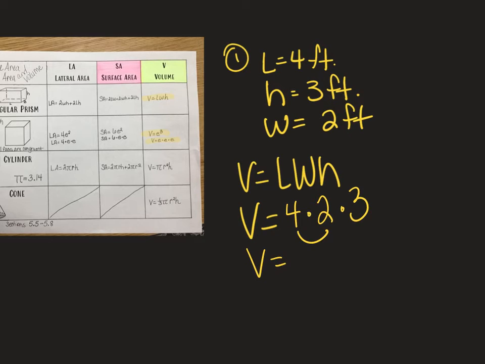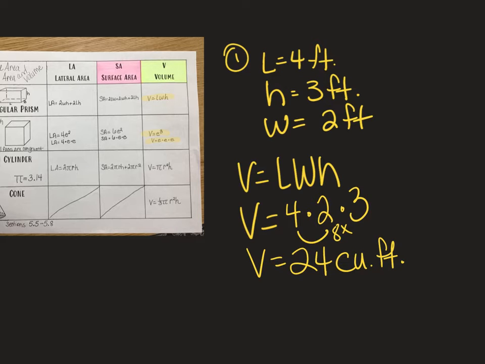So everybody looking up here, so 4 times 2 is what? 8 times 3 is what? So 24 cubic feet. Okay? Cubic feet. Remember that you're writing it not in square units, but cubics. Okay? So cubic feet. Any questions on that? Which we'll practice some here in a few minutes.